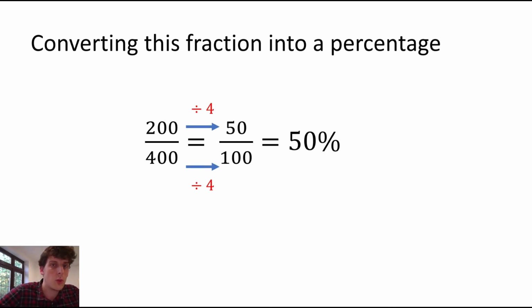So whatever we do to the bottom, we have to do to the top. So we have to divide 200 by 4, which is 50. 50 over 100. Okay, now 50 over 100 is 50%. So 200 out of 400 as a percentage out of 100, okay, is 50%.